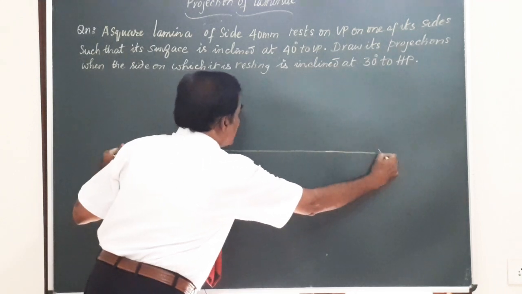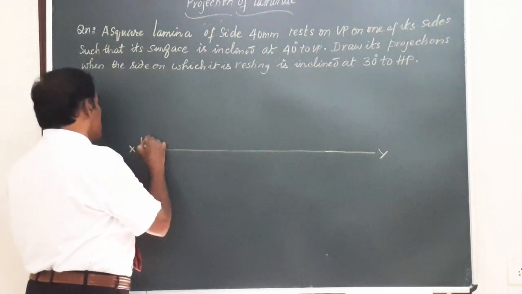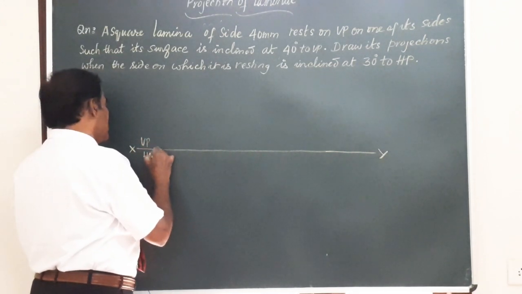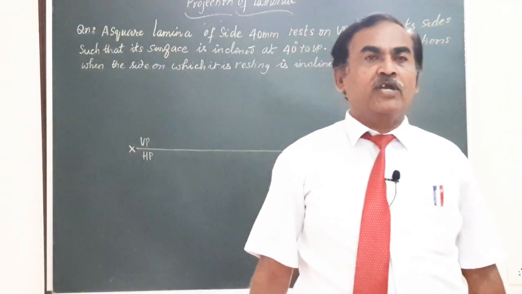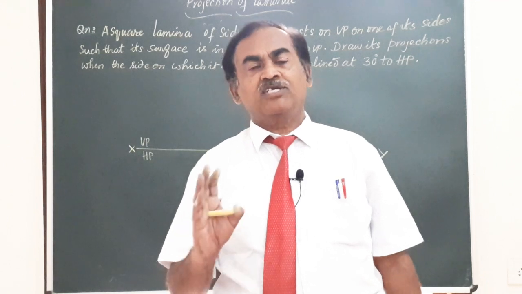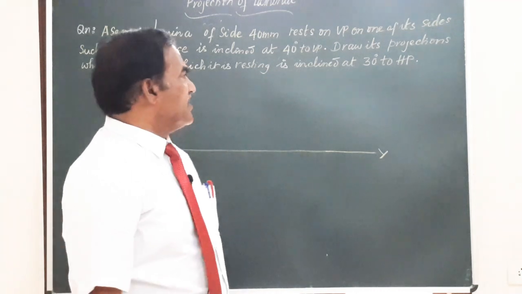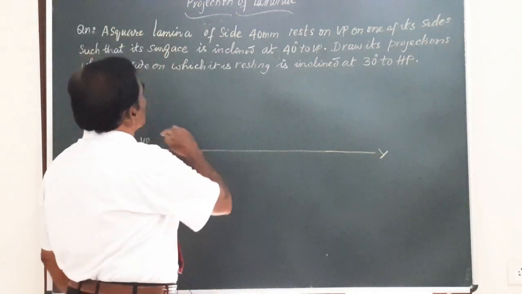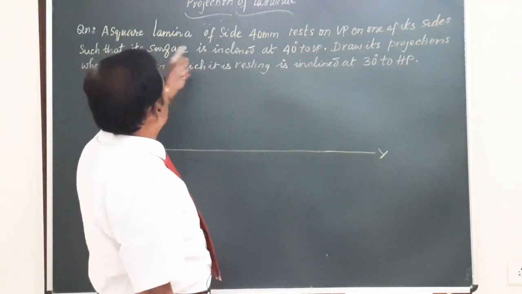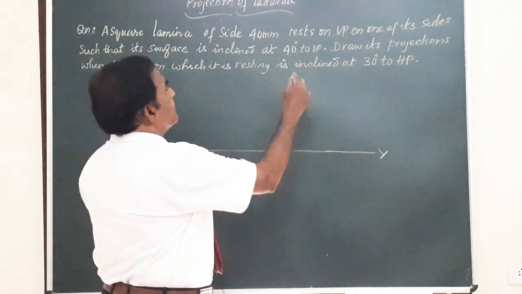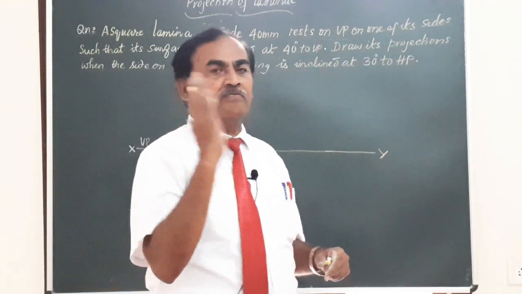So I will just mark it as XY, and after this I mark VP and HP, indicating the first angle projection. Friends, generally most of the students go wrong in the initial placement of the object, whether it is a pyramid or a prism or a lamina, whatever it may be. So you have to be very careful, read the problem twice before you make the drawing. So here a square lamina of side is given resting on VP. So very obviously your view should start from the front.